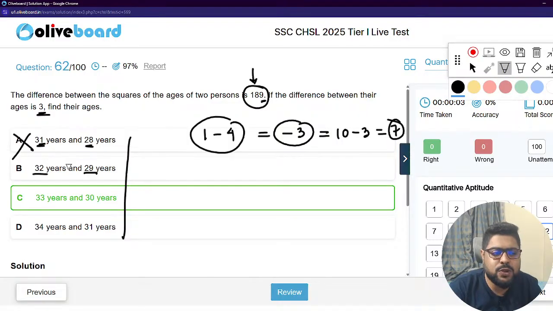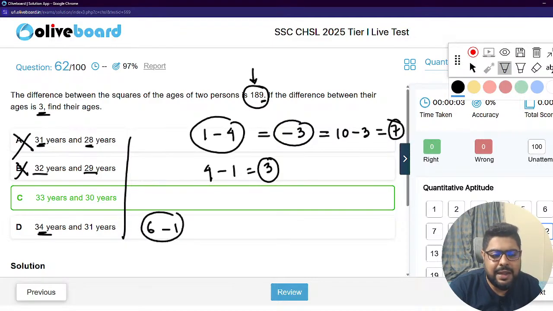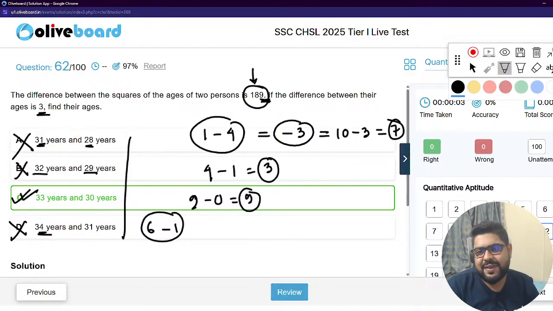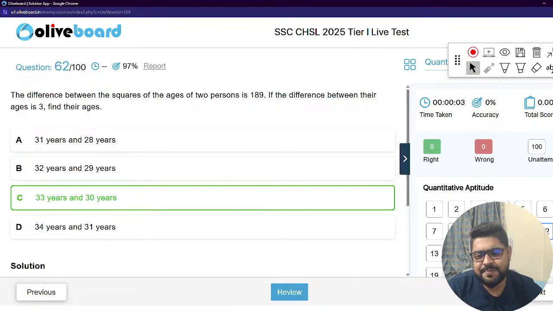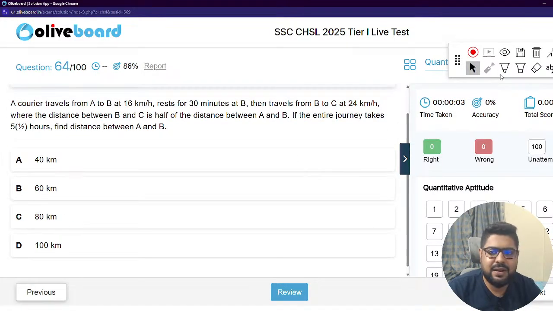32, 29: 2 square 4, 9 square 1, so it is plus 3. Matching? No, sir, cannot be the answer. 4 square 6, 1 square 1, that is 5. Matching? No, sir, this must be the answer. Or you can also check 3 square 9 minus 0 square 0, answer 9. You see it is matching. Done, because I don't want to solve the quadratic. That is the only thing. Perfect, sir.